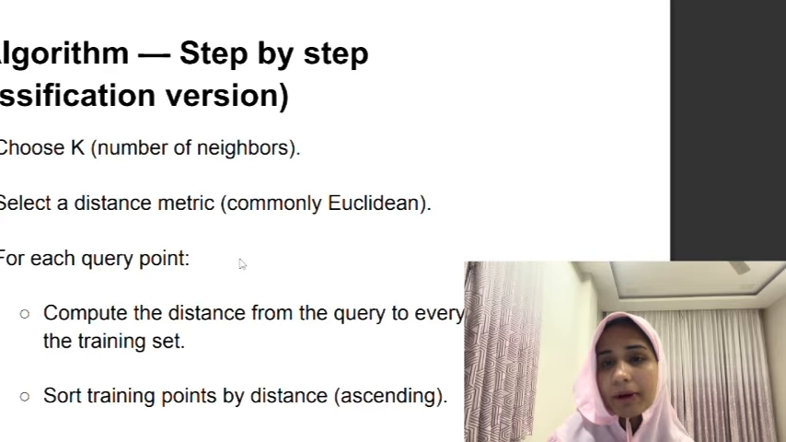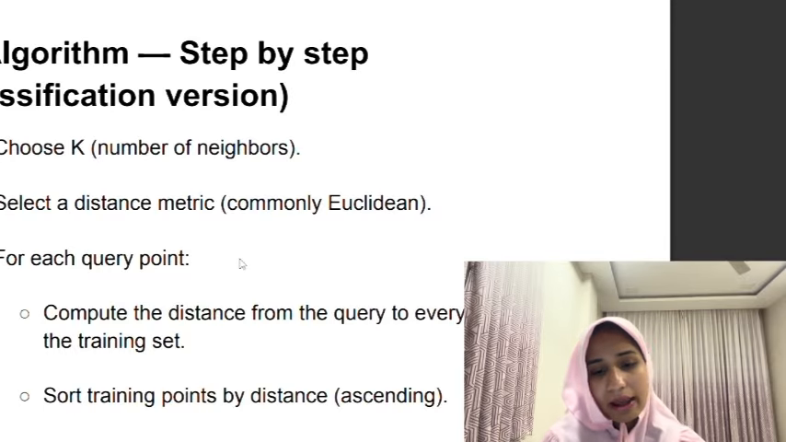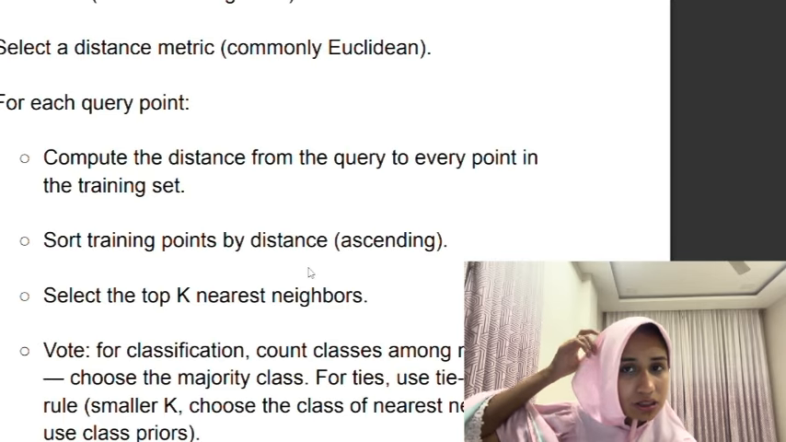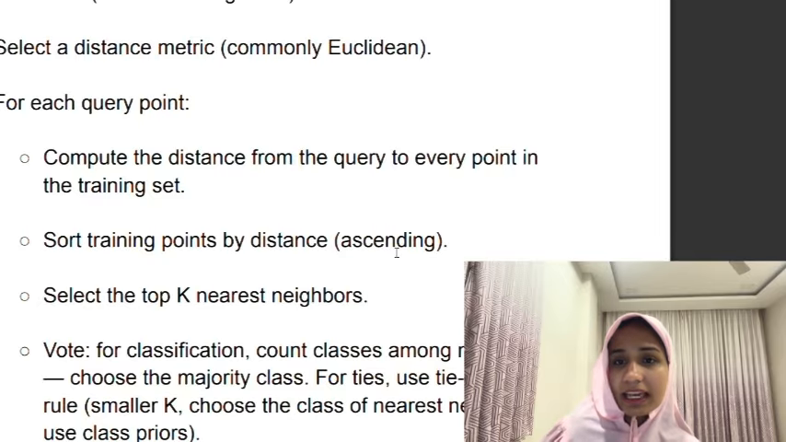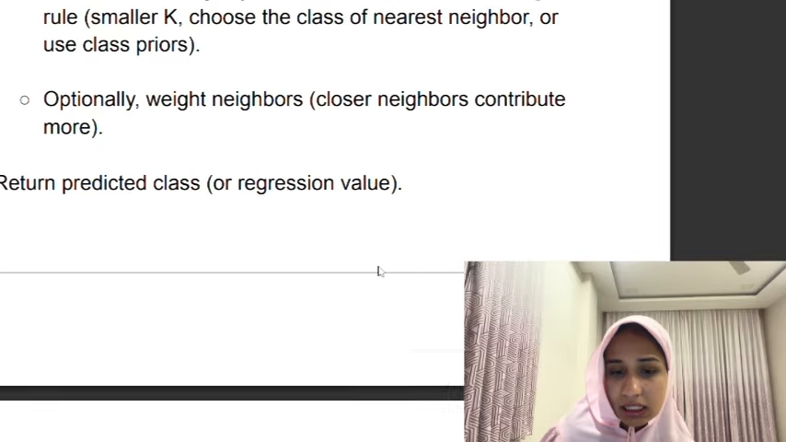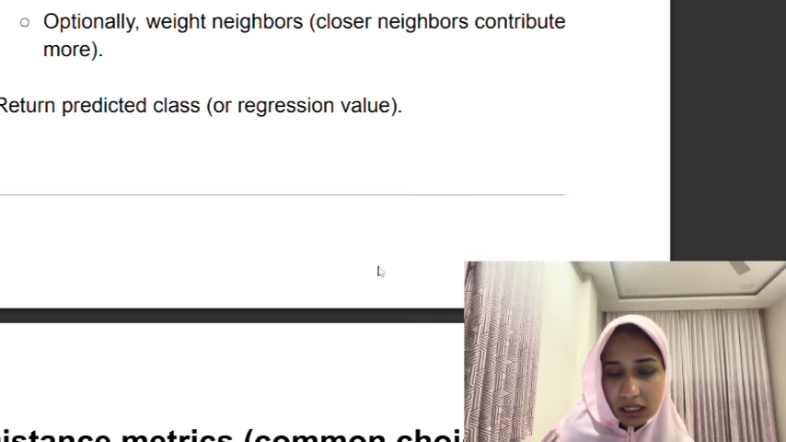Choose K, the number of neighbors, and select a distance metric. Usually we go with Euclidean. For each query point, compute the distance from the query to every point in the training set. Sort training points by distance, in ascending order, small to big, and select the top k nearest neighbors. Vote for classification: count the classes amongst neighbors. Choose the majority class. For ties, use a tie-breaking rule: choose smaller k, choose the class of the nearest neighbor, or use class priors. Optionally weight neighbors. Return the predicted class or regression value.